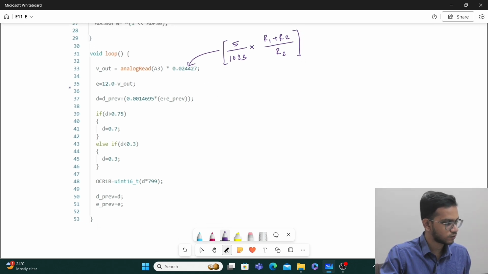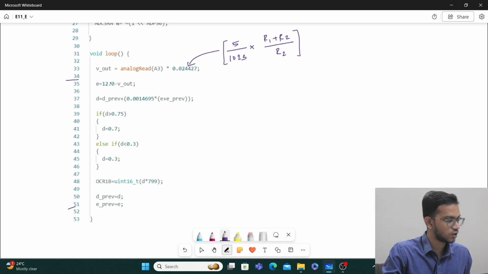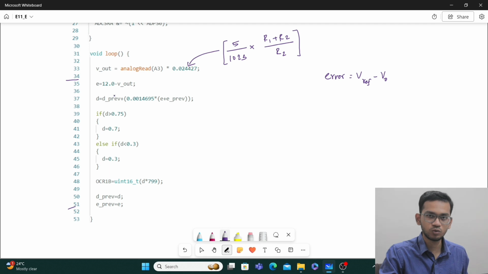From here, that is from line number 35 to 51, lies our core part. First, like any control system, we compute the error. Error is computed by subtracting V out from V reference. So error equals V reference minus V naught. That's what we are doing here. Here the output voltage is to be maintained at 12 volts, so I'm giving 12 minus V out.